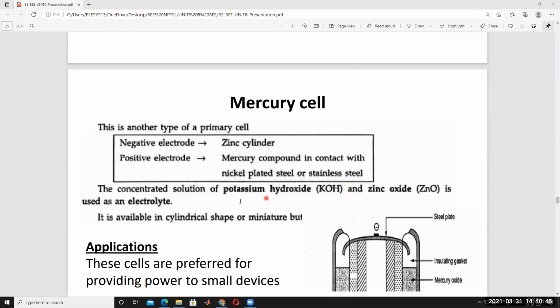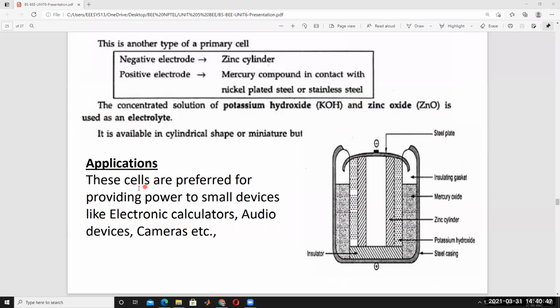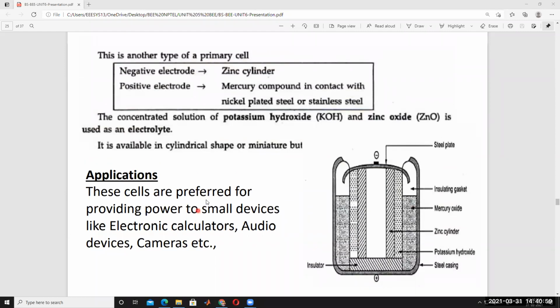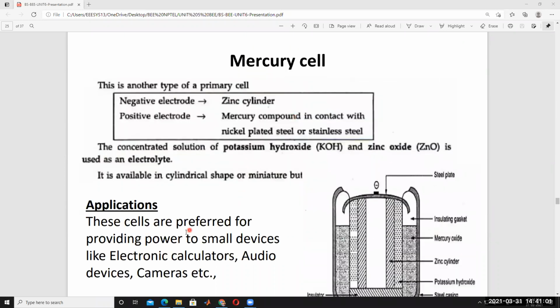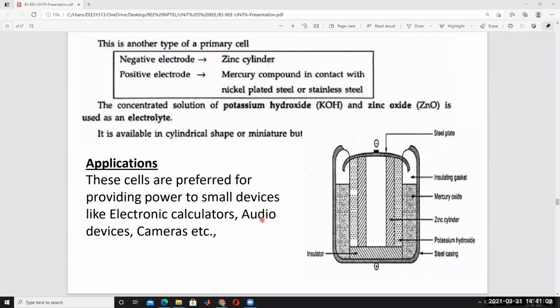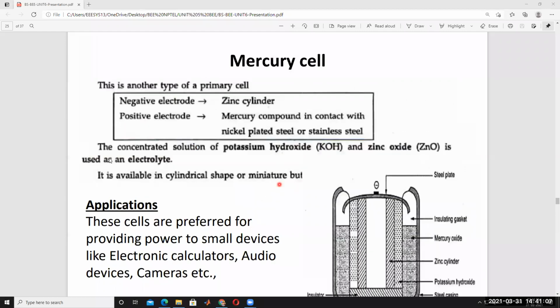And mercury cells also have applications. These cells are preferred for providing power to small devices like electronic calculators. If you have a scientific calculator, this type of mercury cell is used in it. Electronic calculators, audio devices, cameras, etc. These are the applications of the mercury cell.